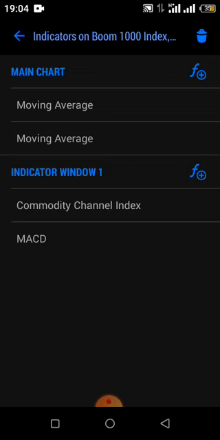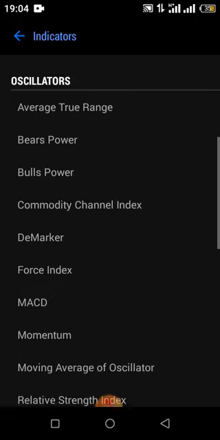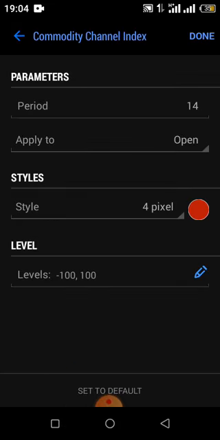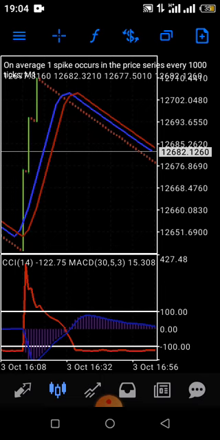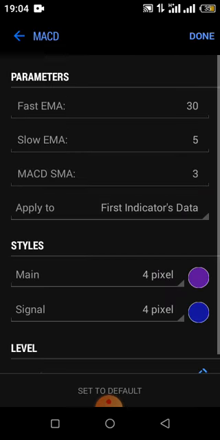Then you come to the Commodity Channel Index. The Commodity Channel Index comes from a set of indicators called oscillators. It will have period 14, apply to open, style 4 pixel, red as the color, then you have levels 100 and -100, right? Then you come to the Moving Average Convergence Divergence.